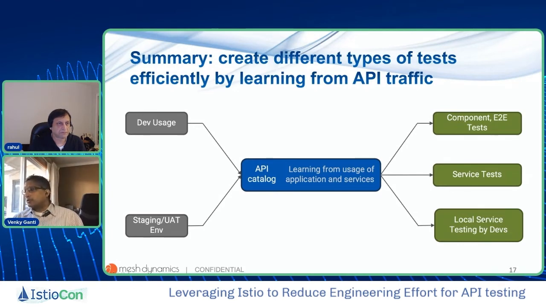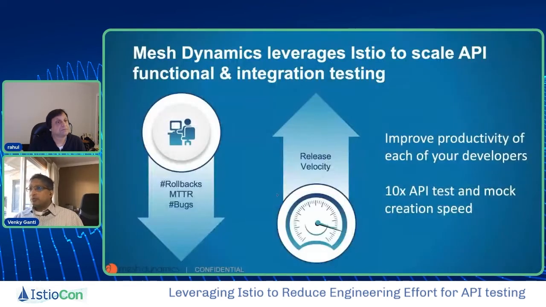So all of these variety of tests and use cases are satisfied just by building on Istio capabilities to capture the traffic easily, to mock services easily, and enable your developers to function at a much more rapid clip.